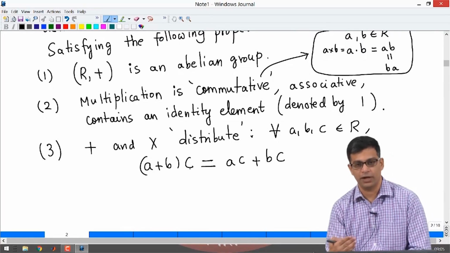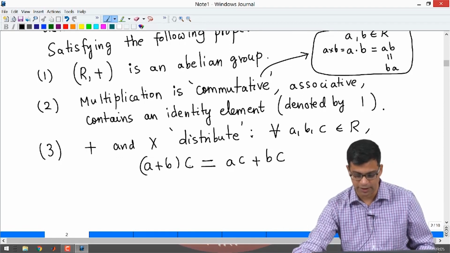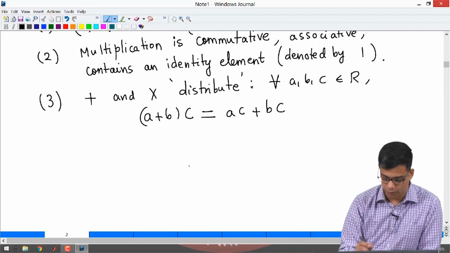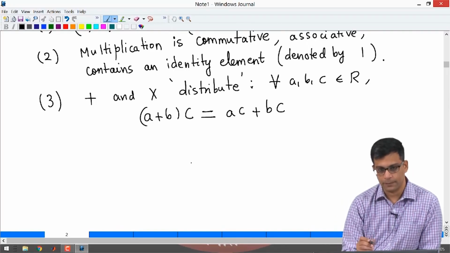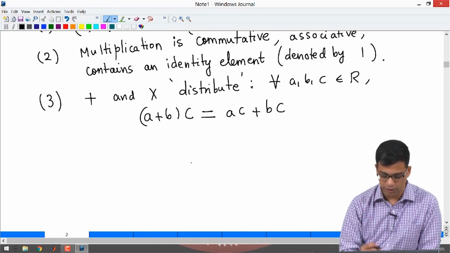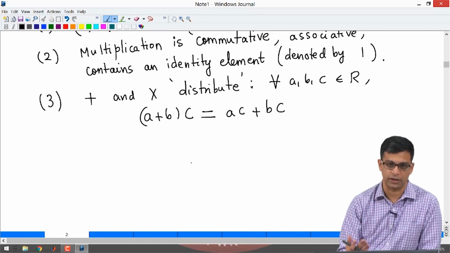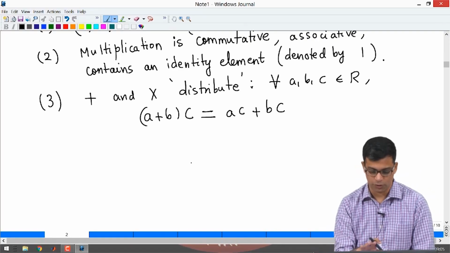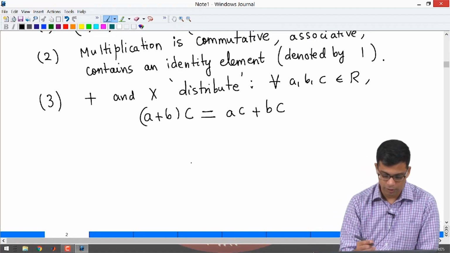This is a property that is obvious for integers, real numbers, rational numbers, and complex numbers that you have seen. But it is something that we must demand in a ring. It is possible to construct operations which have all the properties but not the distributive property. So, we need to insist specifically on this property.